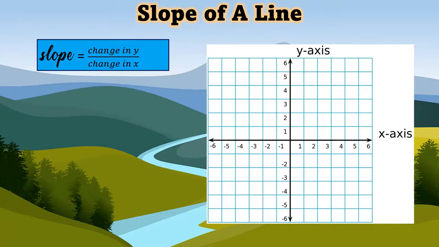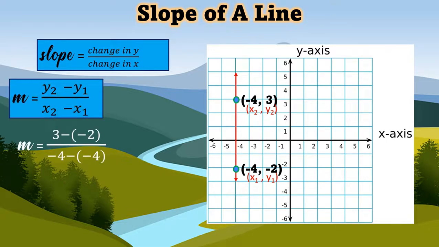Finally, let us find the slope of a vertical line. Let's name 2 points on the line. The first point has the coordinates -4, -2, and the second point has the coordinates -4, 3. Substituting these values in our formula, we have m equals 3 minus -2 all over -4 minus -4, and so m equals 5 over 0. A number divided by 0 is meaningless, so m is undefined.